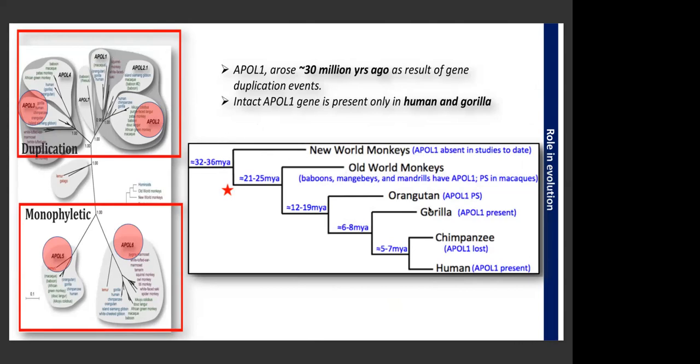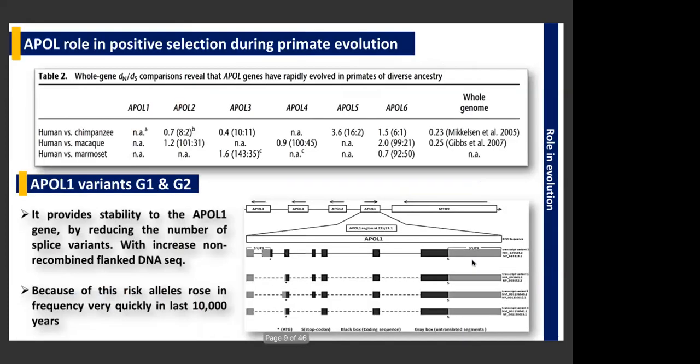And if we see this chart over here, as evolution started and human beings started diverging from the other non-primates, APOL1 disappears, and it is retained only in human beings. Our closest relatives, the chimpanzees, also don't have APOL1; only human beings have APOL1.